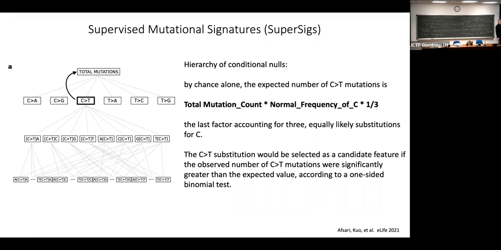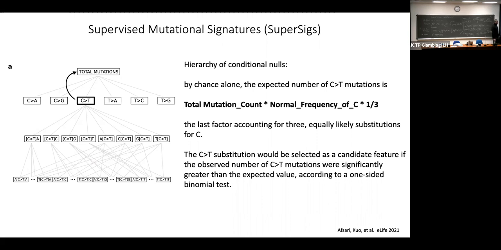Okay, so the base that's going to be mutated is either a C or a T. The proportion of C's and T's in the human genome is about 1/2 and 1/2. So it's the total, 150 mutations times 1/2 is 75, right? And then because it can mutate and become an A, a G, or a T, meaning there are 3 possibilities, if those are equally probable, I take 1/3, 1/3, and 1/3 as the probability for those 3 cases. So that says that the expected number of C2T mutations is given by this formula, which is right here in bold. It's the total mutation count times the normal frequency of Cs times 1/3. And that gives me the null, under the null, that's the frequency they expect.